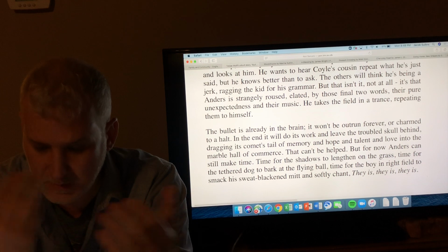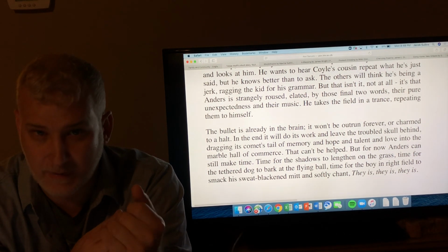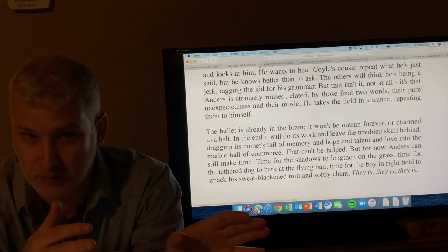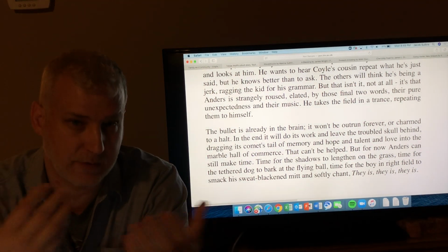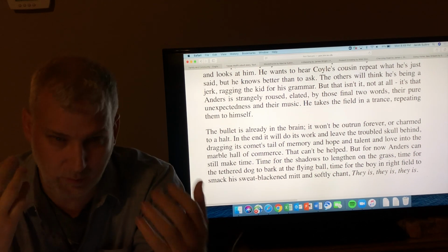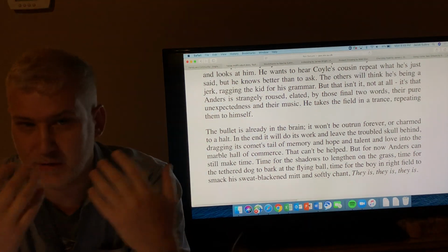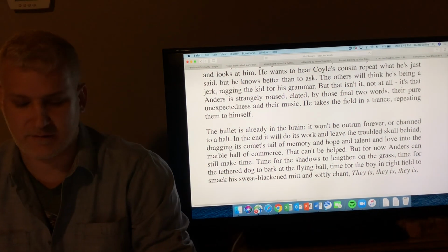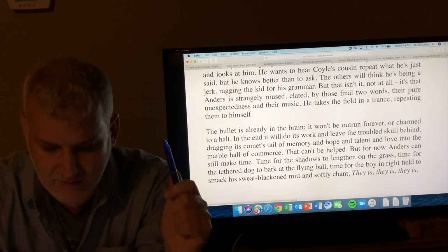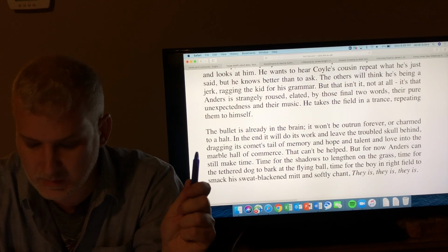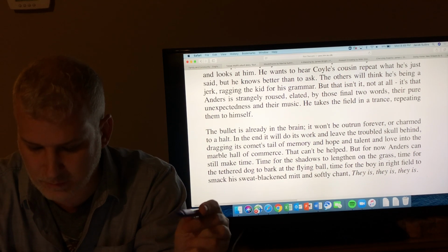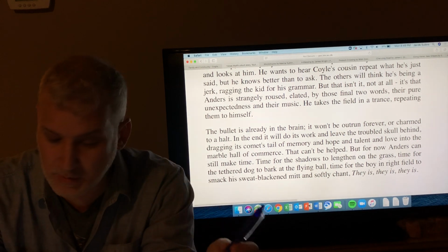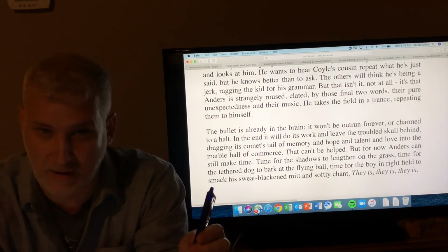That can't be helped. But for now, Anders can still make time. The bullet is going quickly through his brain, you know, 900 feet per second, the story tells you. But that's not the same as the way time works in your mind and your mental, psychological landscape. But for now, Anders can still make time. Time for the shadows to lengthen on the grass, time for the tethered dog to bark at the flying ball, time for the boy in right field to smack his sweat-blackened mitt and softly chant, "They is, they is, they is."